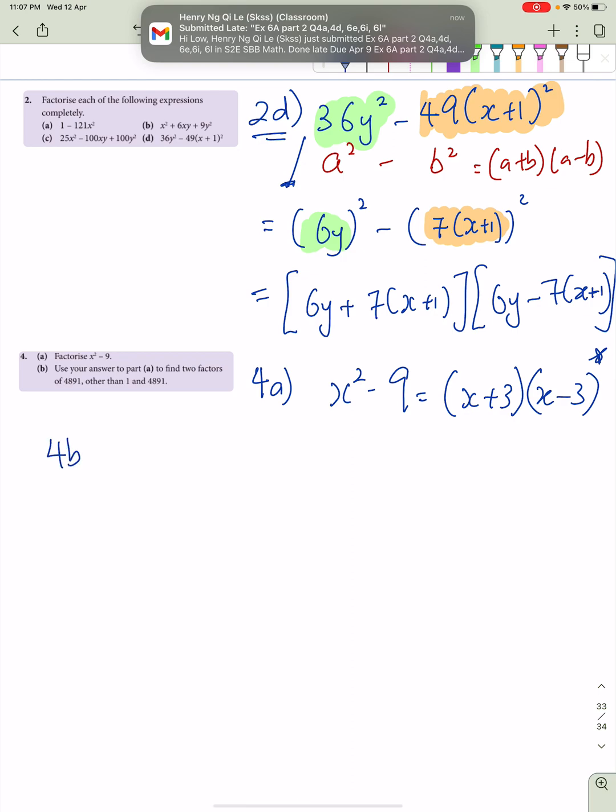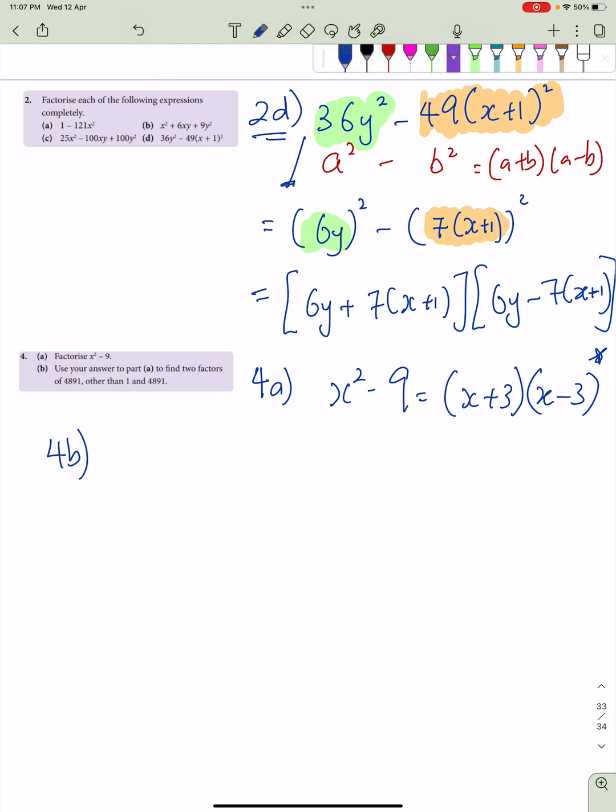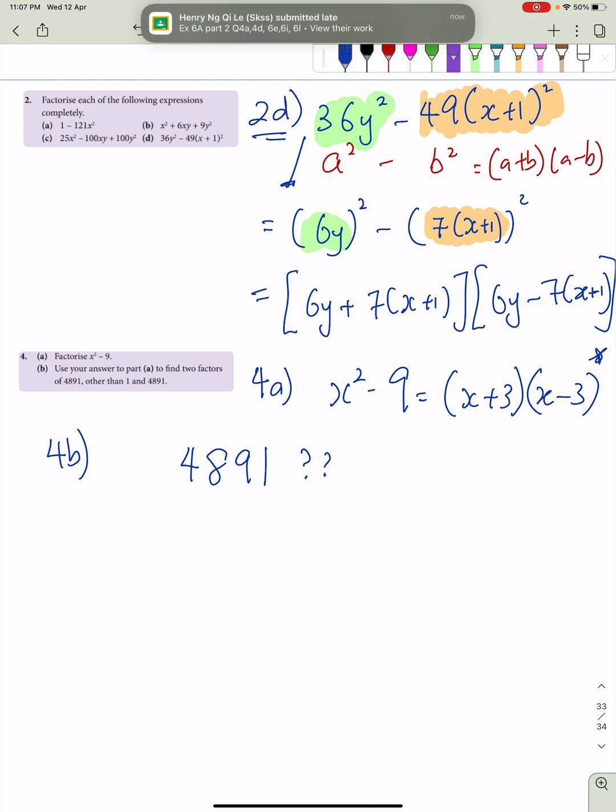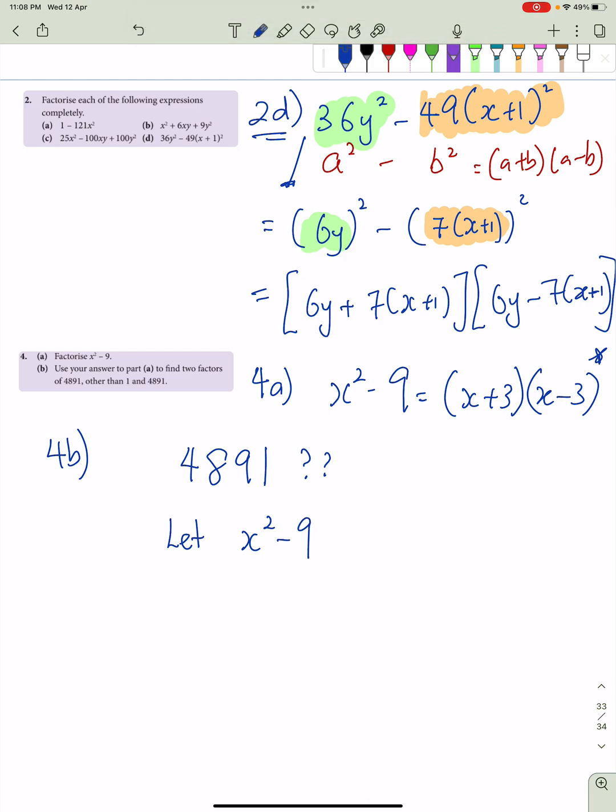But for 4b, then I want to use part A to find out what 4891 is. So I have to then think of, well, how is this 4891 linked to the answer in part A, right? So maybe what I would do is I will let them be equal. So I let x squared minus 9 be equal to 4891.